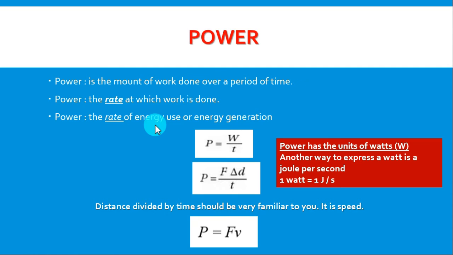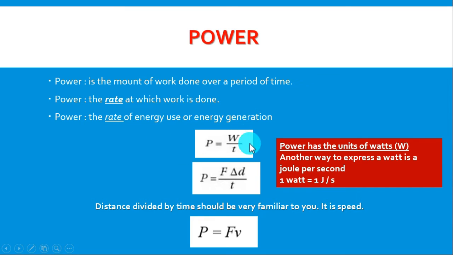Okay? Let's look now. Here is the formula for power. Power equals work over time. The unit of work is joules. The unit of time is second. So what's the unit of power? Joules per second. What does it equal? It equals watt. We call it watt, okay? So the unit of power is watt. 1 watt equals 1 joule per second.